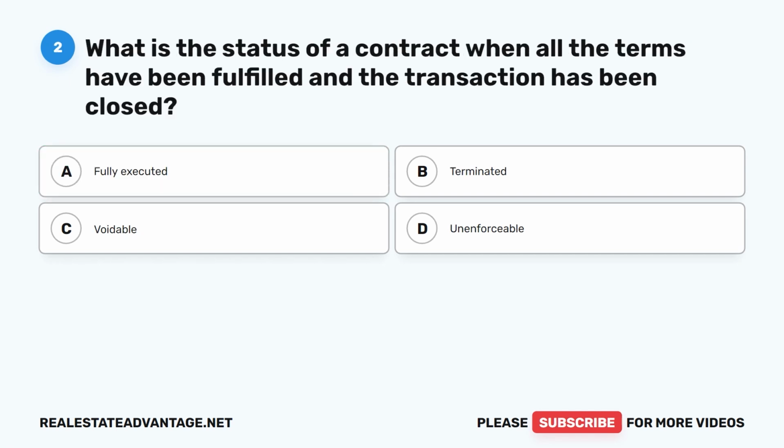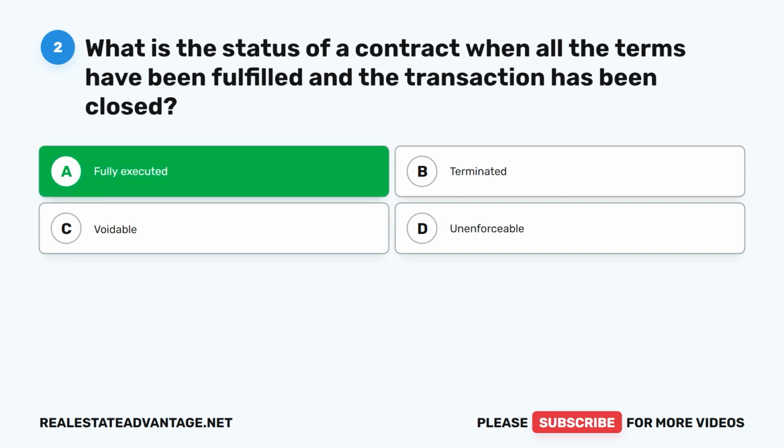Question 2. What is the status of a contract when all the terms have been fulfilled and the transaction has been closed? A. Fully executed. B. Terminated. C. Voidable. D. Unenforceable. The correct answer is A.